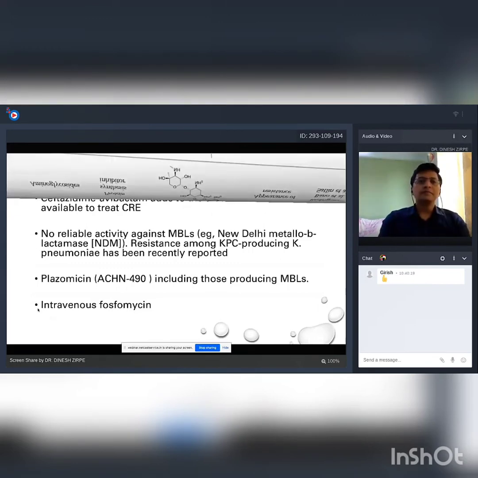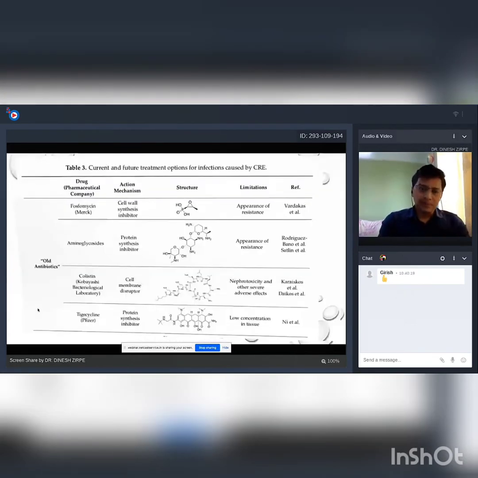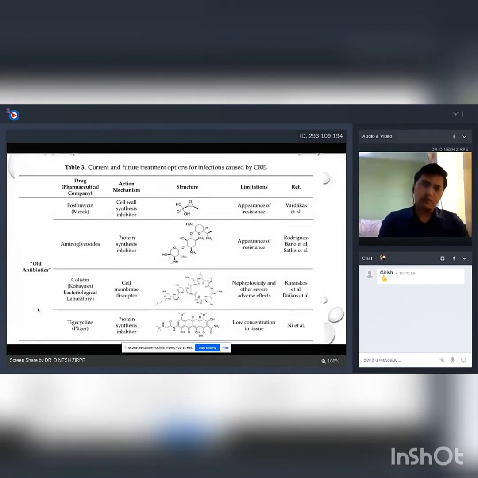So, what are the treatment options? Basically, there are 3 treatment options. One is use old antibiotics. Second, use a combination of 2. And 3 is use newer agents. So, how do we use old antibiotics and what options do we have?